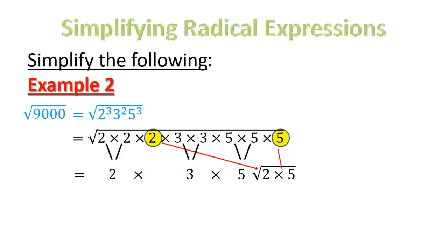That gives us 2 times 3 times 5. 2 times 3 is 6, times 5 is 30. Then the square root of 2 times 5, which is 10. And that is our answer. The square root of 9,000 equals 30 times the square root of 10.